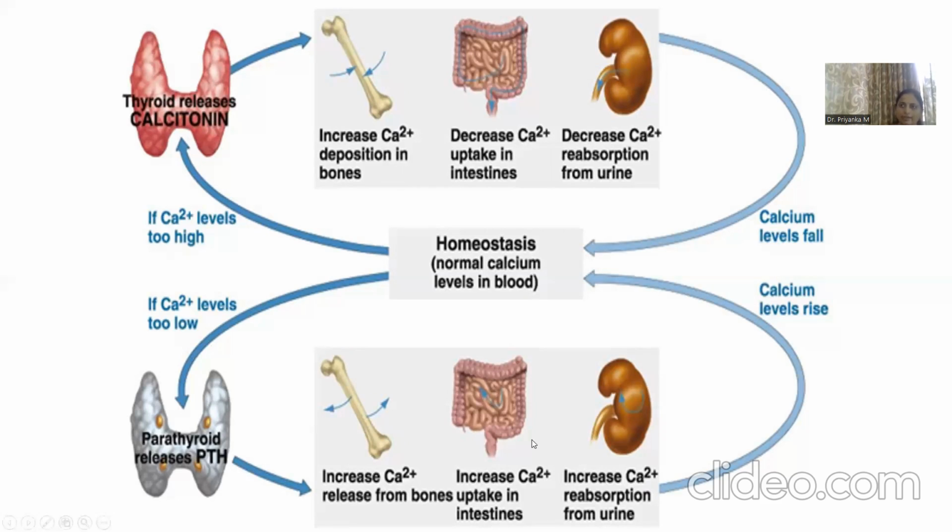And in the intestine, it increases the calcium uptake, so more calcium is absorbed and the calcium levels will be increased. And what is the role on kidney? It increases the reabsorption of calcium by the kidney and decreases the excretion of calcium. In this way, the overall role of PTH is to elevate the serum calcium level so that the normal homeostasis of calcium is maintained, that is 9 to 11 milligrams per deciliter.